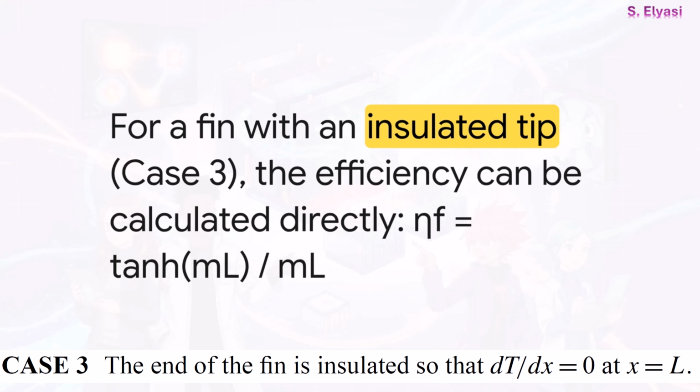And remember that big master equation we saw earlier? Well, this is where it pays off. It leads directly to practical tools, just like this one. This formula right here calculates the efficiency for that insulated tip fin we talked about from case 3. An engineer can just plug in the material, the shape, the air conditions, and get that performance score instantly. It's the direct link from the physics to the practical design.